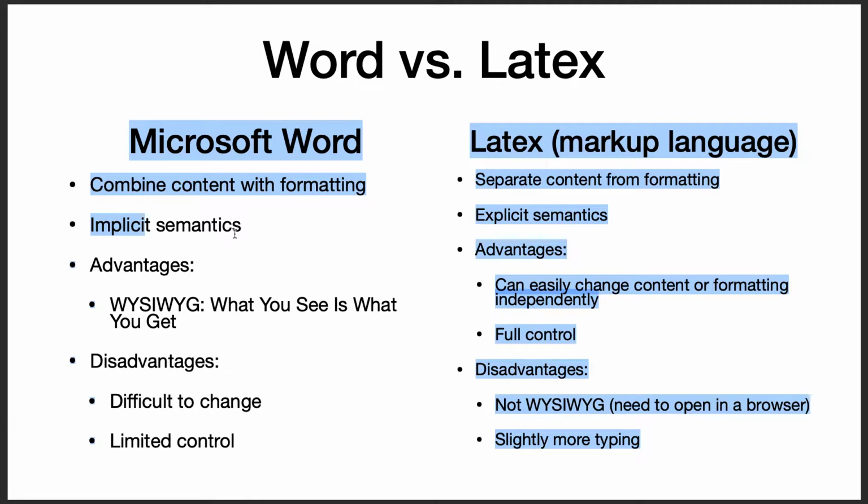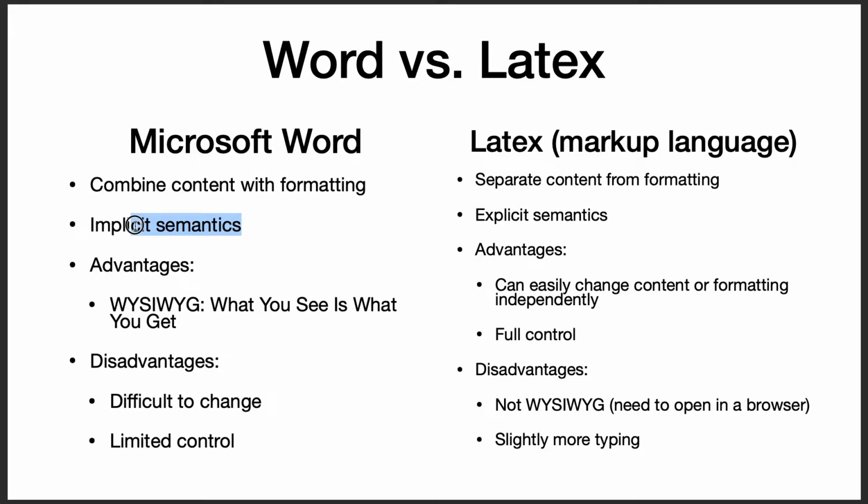And in most cases, in Microsoft Word, the semantics is implicit. What it means is you might have a first line of text with a very big font, say 6 points, centered in the middle.